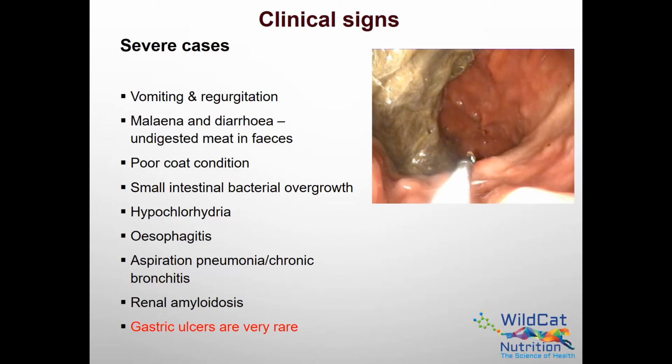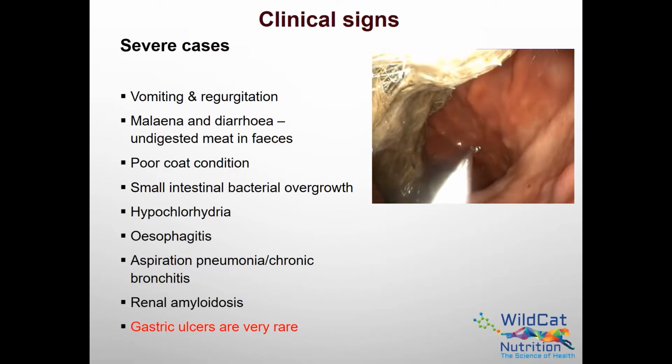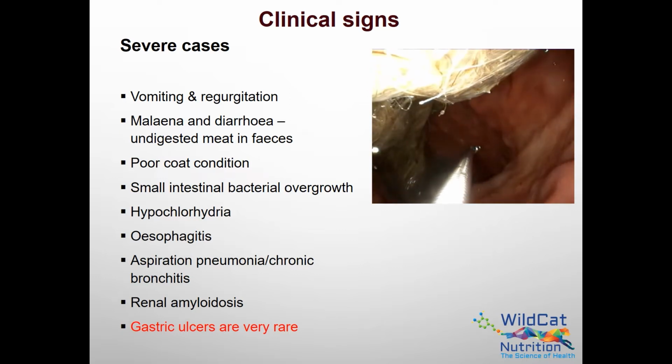Sometimes if you scope them, as you go down the esophagus, you can already see that the esophagus is quite inflamed because of this regurgitation of gastric content into the esophagus. And then sometimes, and we've had that with one of the cheetahs recently, they chronically regurgitate and then aspirate the fluid into the lungs, and then you get a chronic bronchitis. So they start coughing, they have this chronic cough. That's also due to the underlying cause, gastritis.